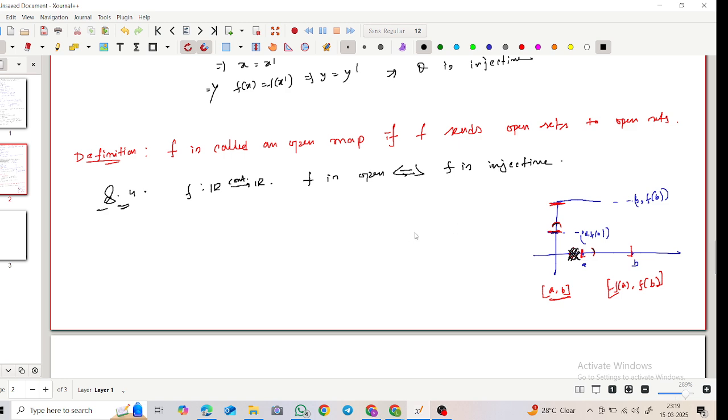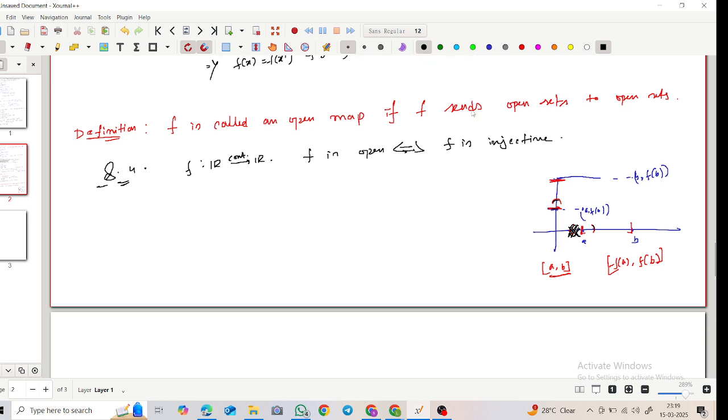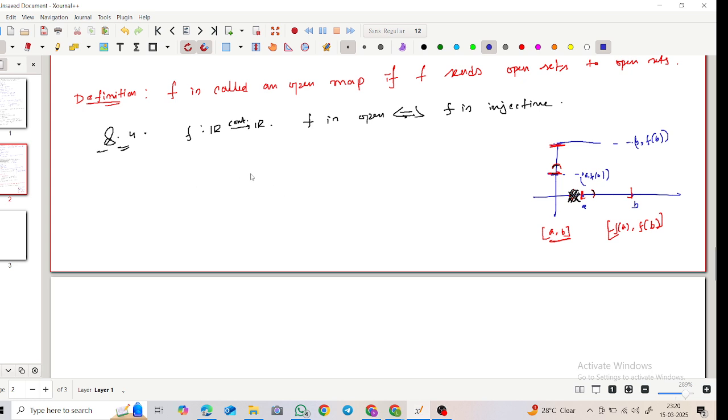Okay, so F is open and F is injective. Let's see what we can do. So this part, okay. So F is open. Let F be open. If possible, let F be not injective. Okay.